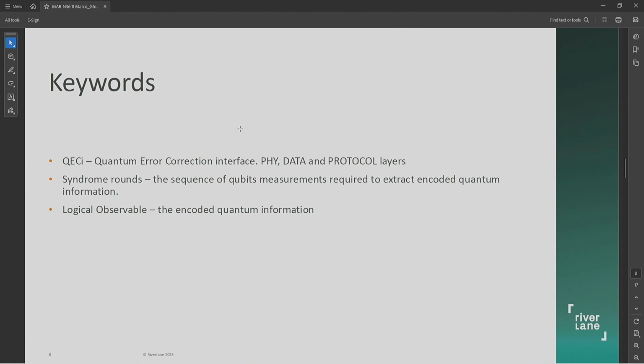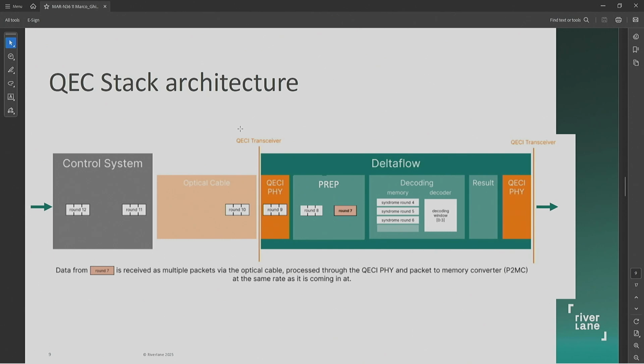Syndrome, as I said, is the process of getting the measurements and converting them into inputs for the decoder. And observable was presented before as the encoded quantum information. How does it work architecture-wise?